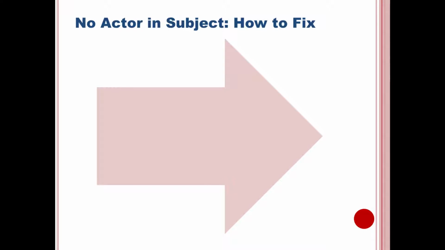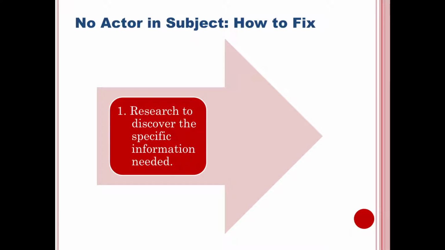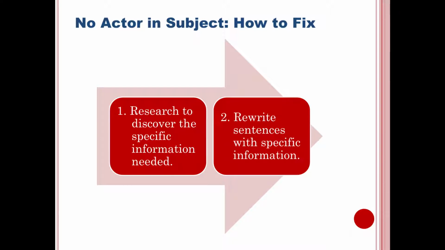Here are some examples. First, on how to fix, you have to research to discover the specific information that you need. In the real world, you cannot make this information up, but on tests and on exercises for the classroom, you can. You rewrite the sentences with the specific information.